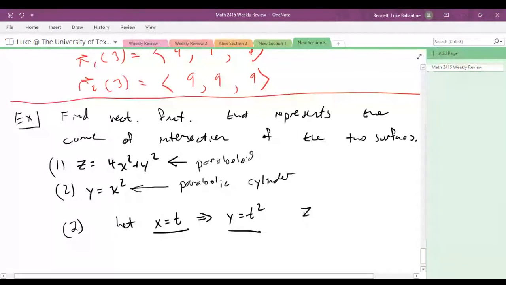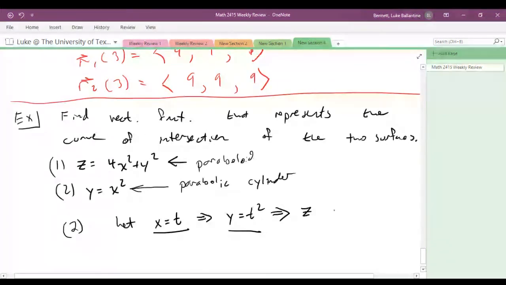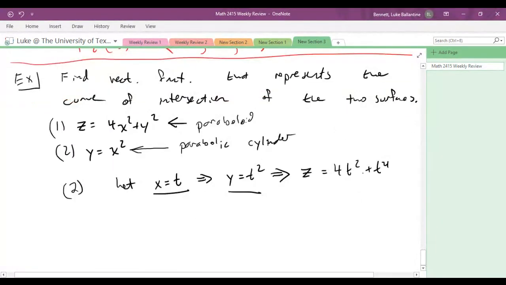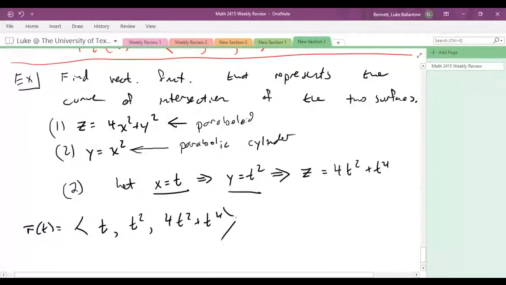Now what would z be? Well, z, plugging in x and y, I get 4t squared plus t to the fourth. Yep. Okay, so my vector valued function, r of t, is equal to t, t squared, 4t squared plus t to the fourth. Sweet.